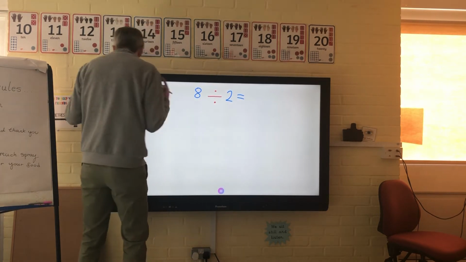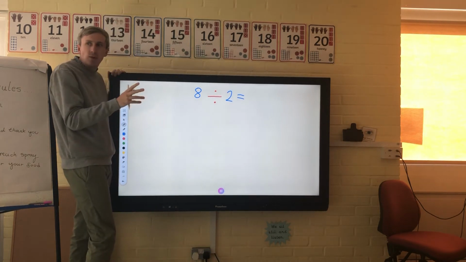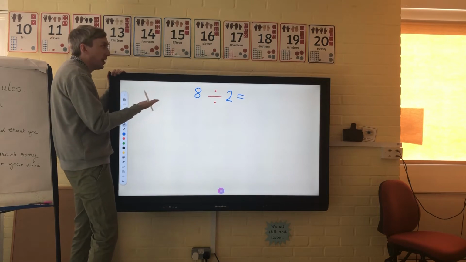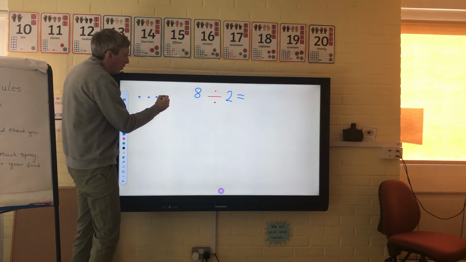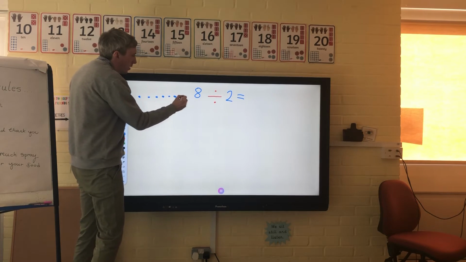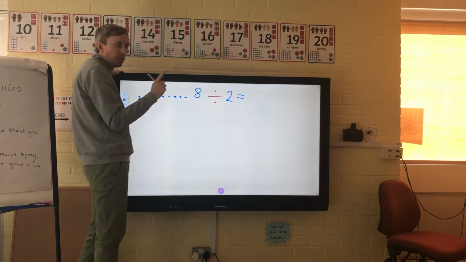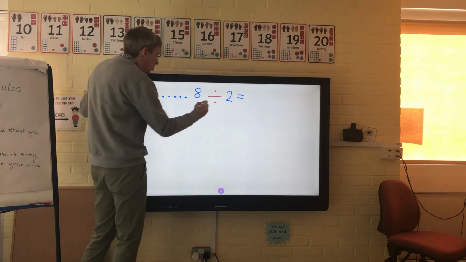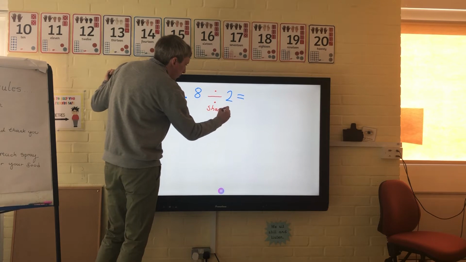Okay, so I've got 8, so I need to get myself 8 of something. It doesn't really matter what you have. You could get 8 counters, you could get 8 pencils, you could get 8 cups. I'm going to do 8 dots so you can see them on my board. 1, 2, 3, 4, 5, 6, 7, 8. There's my 8. And it says I'm going to share them into 2 equal groups. Okay, so I'm going to write the word share up here so I don't forget about it for later. Share, or shared into really. I'm going to write shared into.